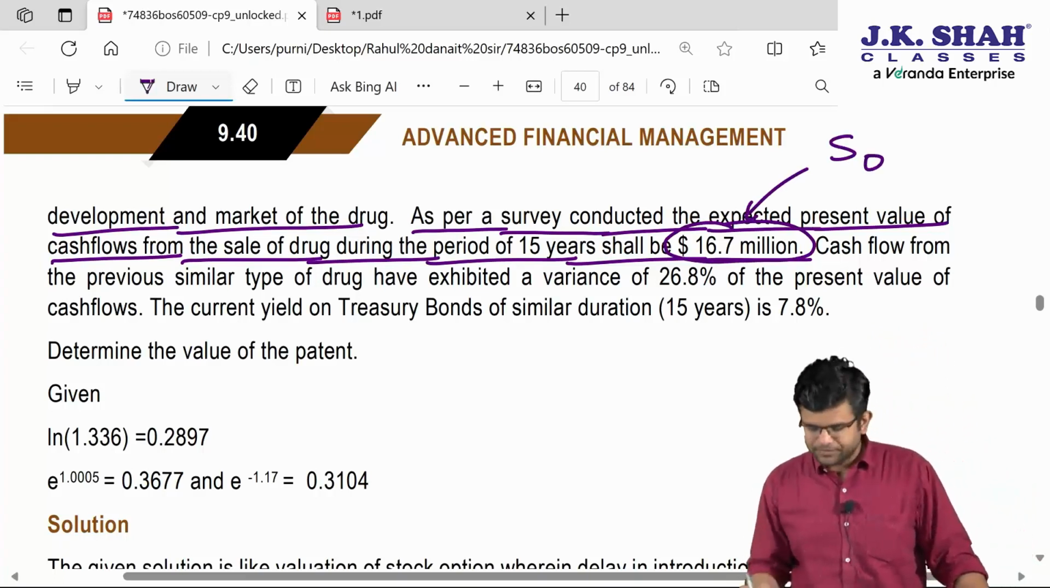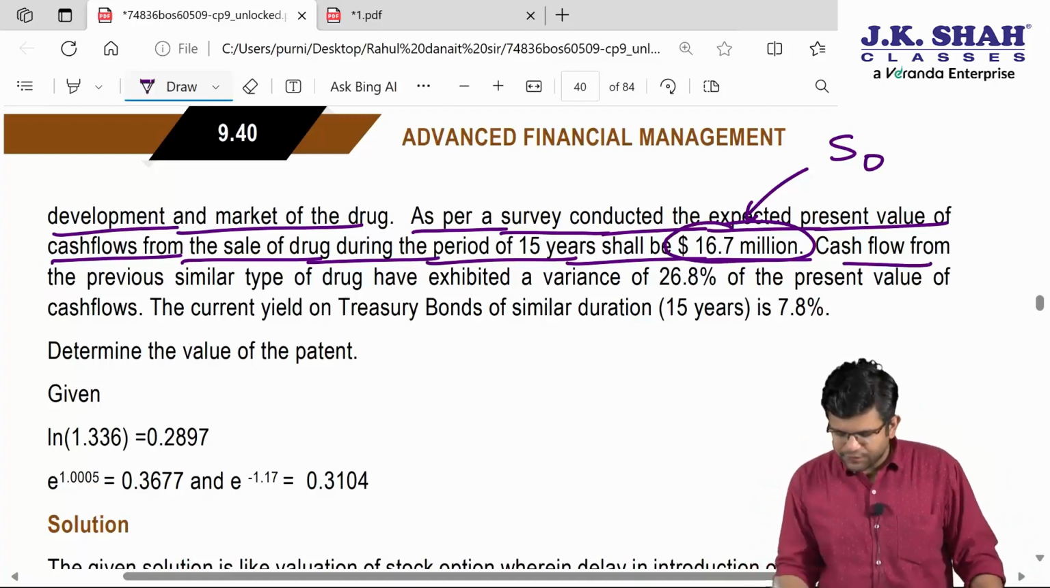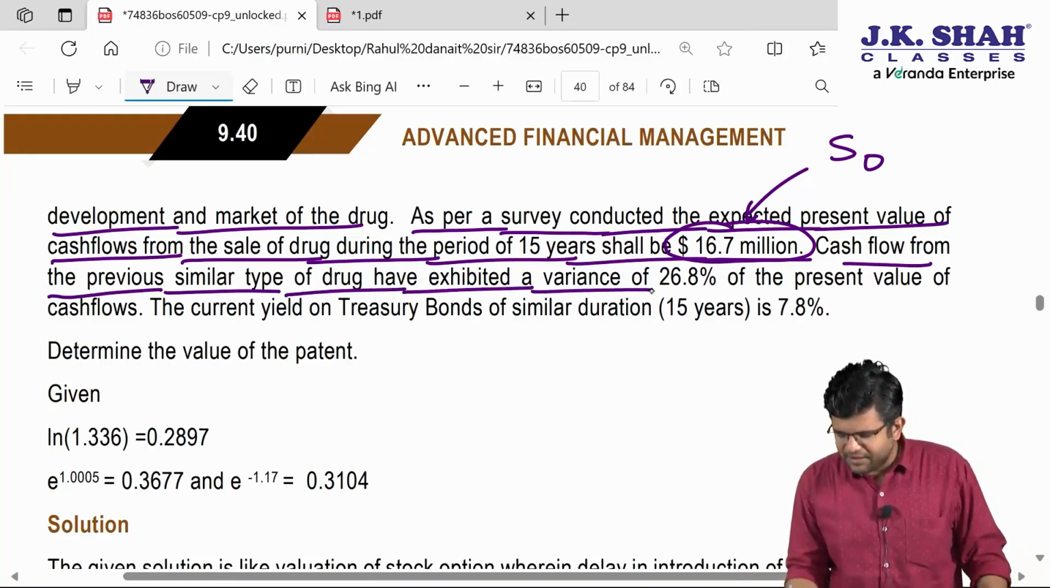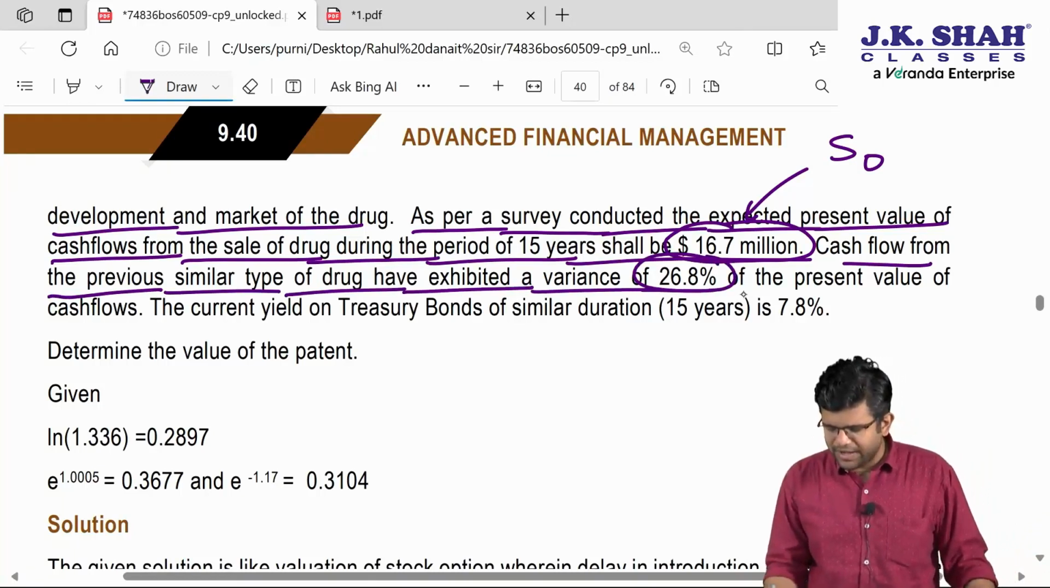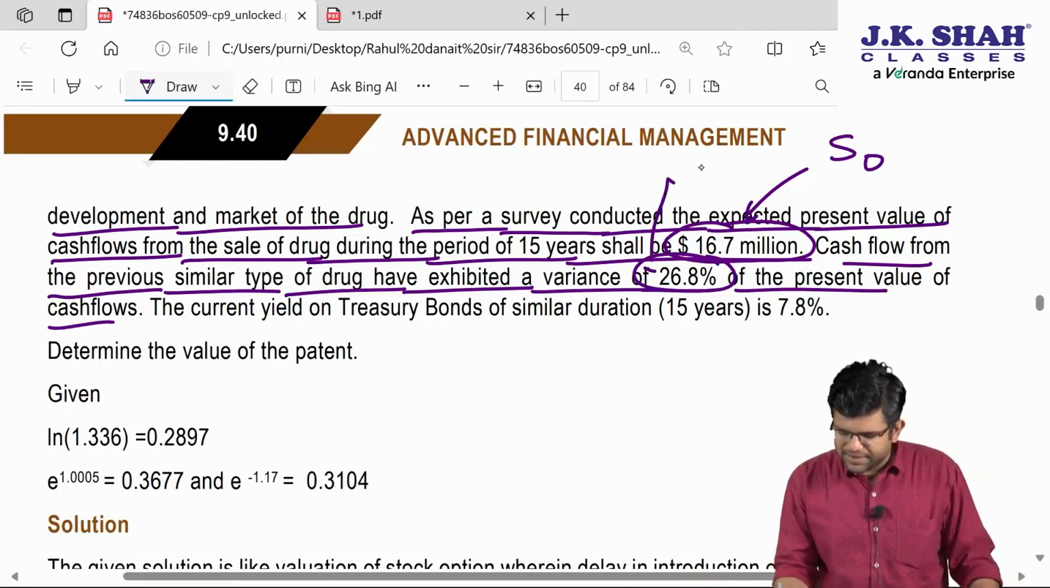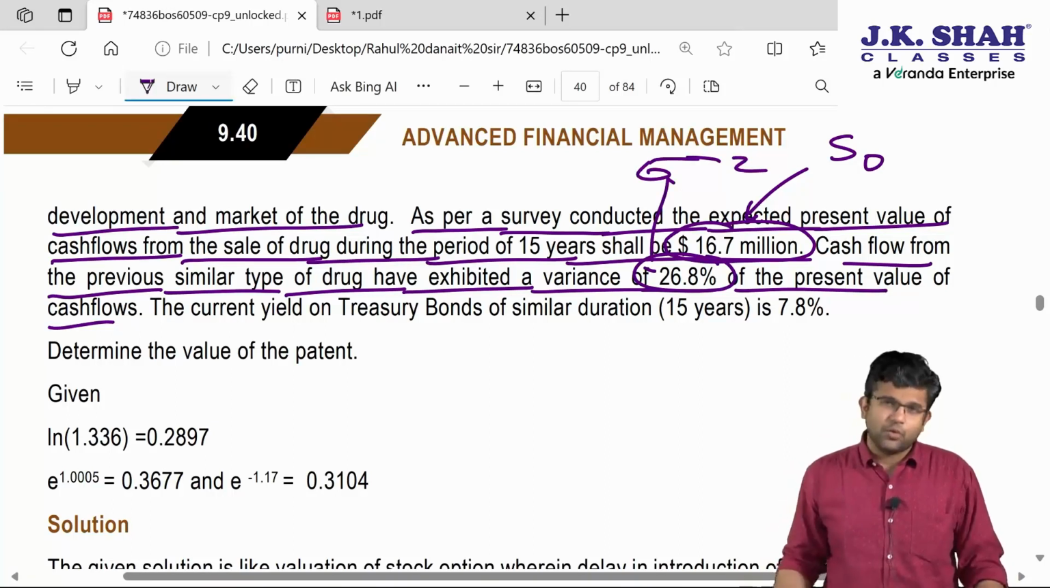that is S0. Moving on, cash flow from a similar type of or a previous similar type of drug have exhibited a variance of 26.8% of the present value of cash flows. Do you realize this basically is sigma square, correct?